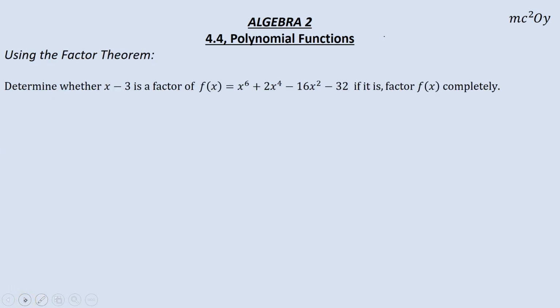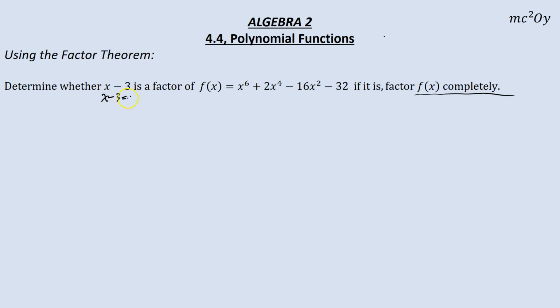Okay, last thing, using the factor theorem. Factor theorem just says this. Hey, determine whether x minus 3 is a factor of this whole thing. If it is a factor, it's a factor completely. So we're getting into the process of trying to actually solve polynomial functions. Okay, so the first thing I'm going to do is see if 3 is a factor of this. Okay, and the way I'm going to do that is use the remainder theorem. You can do it two different ways. One way is to just do synthetic division using the remainder theorem.